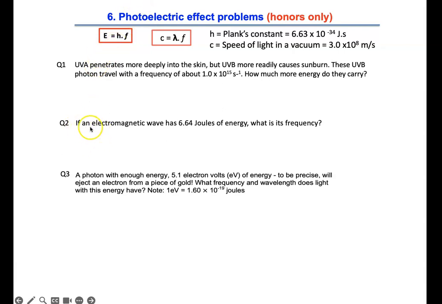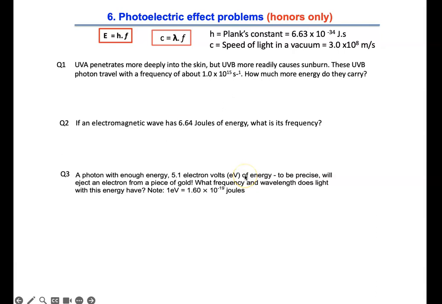What about the second one? If an electromagnetic wave has 6.64 joules of energy, so again we have energy, what is its frequency? Again, this one uses this equation. The third one: a photon with an energy of 5.1 electron volts, to be precise, will eject an electron from a piece of gold. What frequency and wavelength does the light with this energy have? So you are given the conversion of an electron volt to joules.